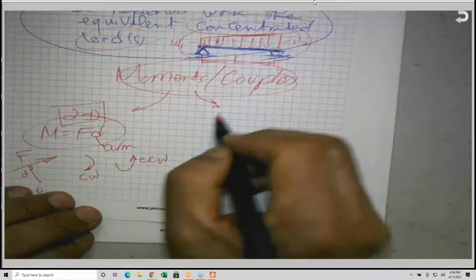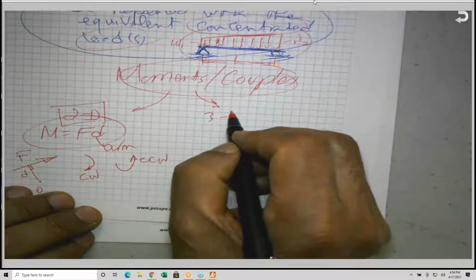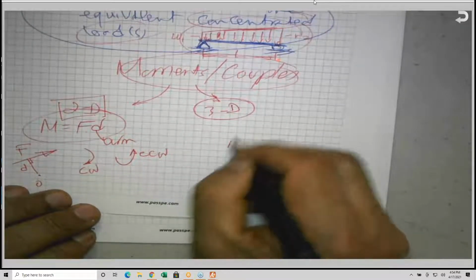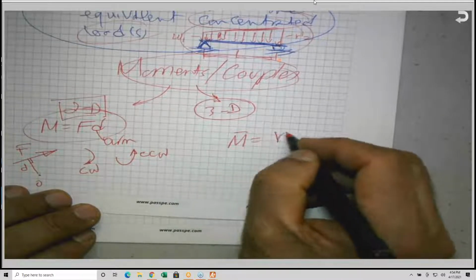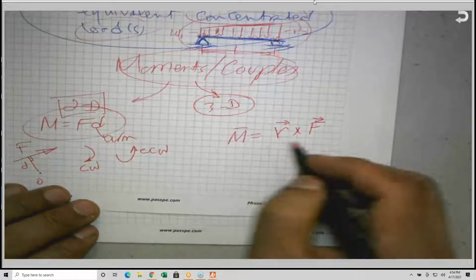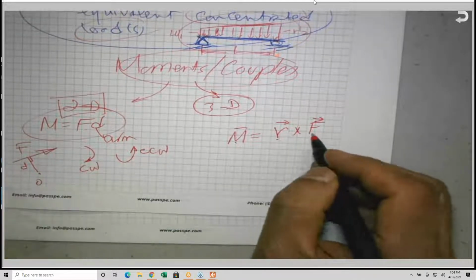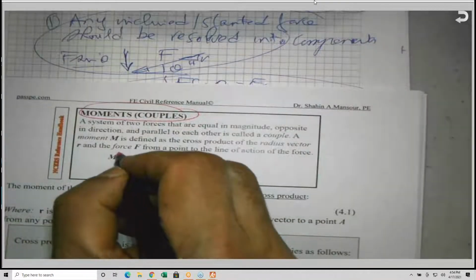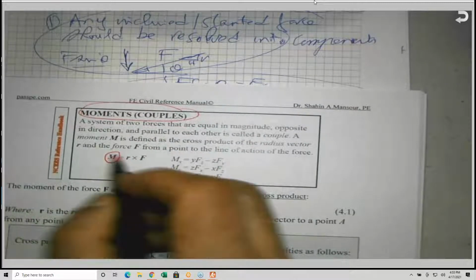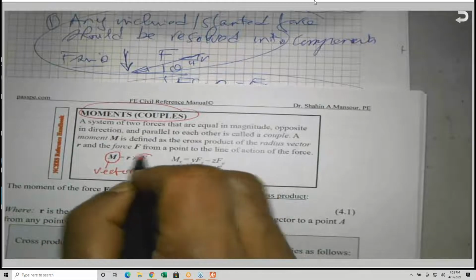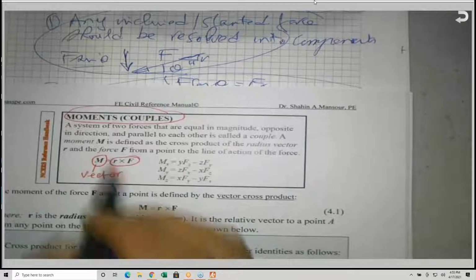But for 3D, the situation is a little bit different. So the moment as a vector is equal to R as a vector, cross product F. Obviously, M is boldface, R is boldface, and F is boldface. The textbooks use boldface for a vector quantity. I need you to pay attention to that.